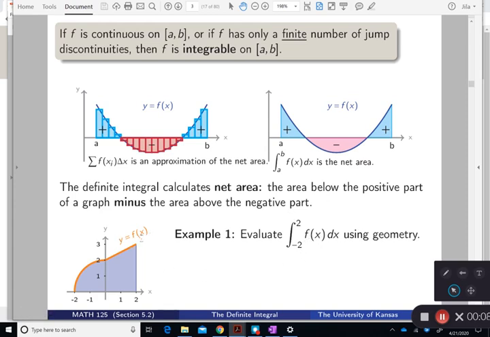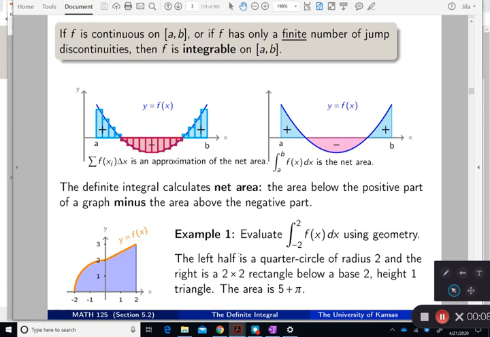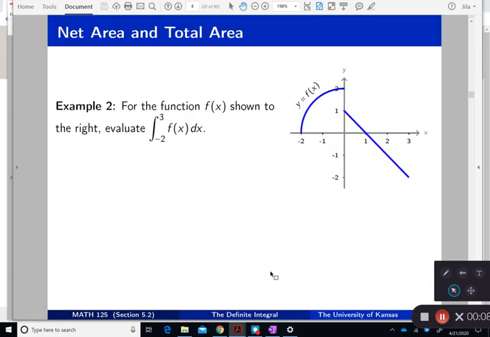This is f of x. What's the area between -2 and 2? That would be the area of a quarter of the circle. The circle is of radius 2, so it's 4 pi, and you divide it by 4, you get pi. And then there's a trapezoid here. One side is 2, the other side is 3. 2 plus 3 divided by 2 is 5/2, and then you multiply by 2, you get 5. So it's 5 plus pi, and that's the integral from -2 to 2 of f of x dx.